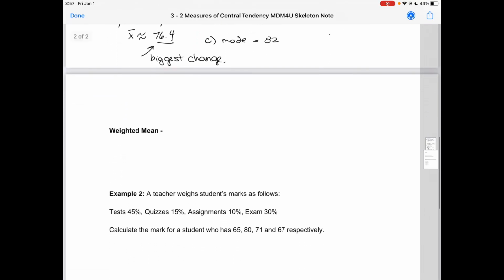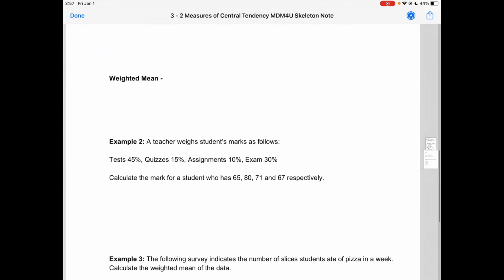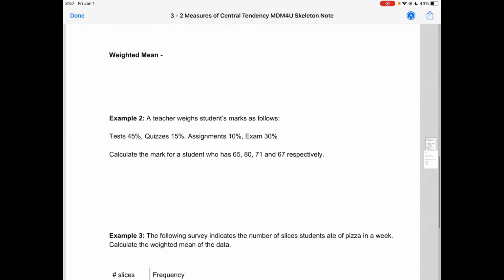Now that we've looked at a basic set of data, we're going to extend our idea of calculating the mean a little bit, and we're going to look at calculating the weighted mean. So sometimes certain data are more significant than others.